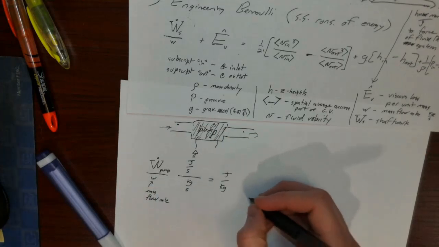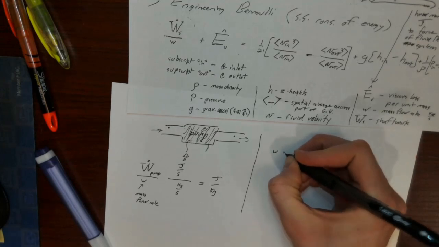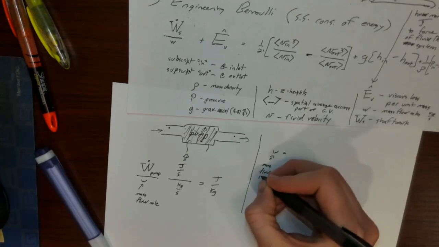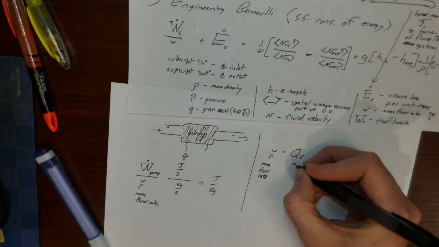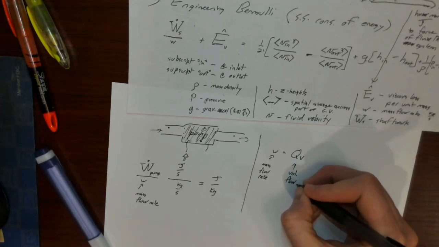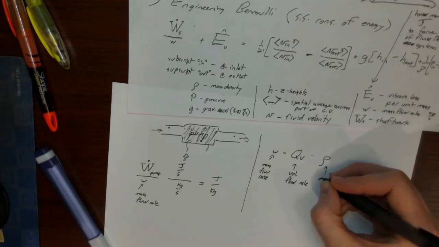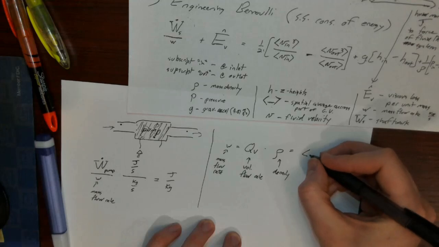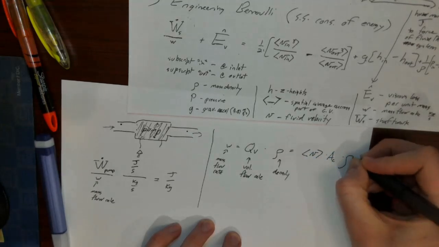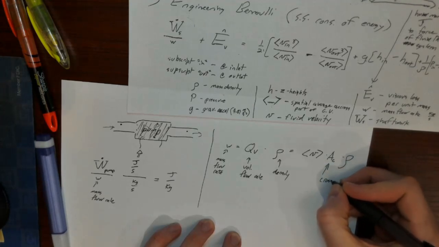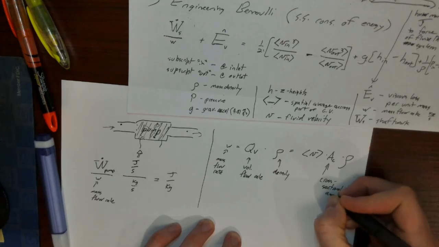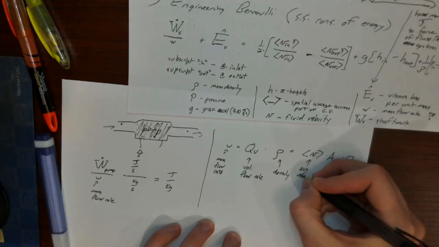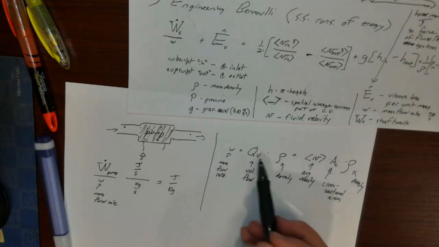And if you wanted to further clarify what I mean by mass flow rate, this little W, you can get a mass flow rate, make that a volumetric flow rate times density. Or alternatively, you could express that as an average velocity times a cross-sectional area times a density. So essentially all of these things are equivalent here.